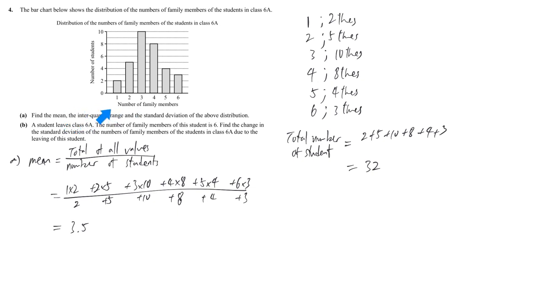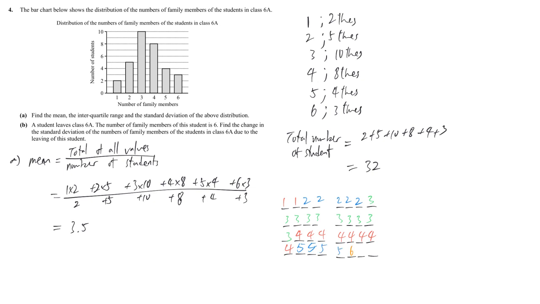Afterward, we are going to find out the interquartile range. I reserved 32 spaces, 4 rows. So each row represents each quarter. And then to write down the data, 1 appears twice, and then 2 appears 5 times, 3 appears 10 times, 4 appears 8 times, 5 appears 4 times, and finally 6 appears 3 times.